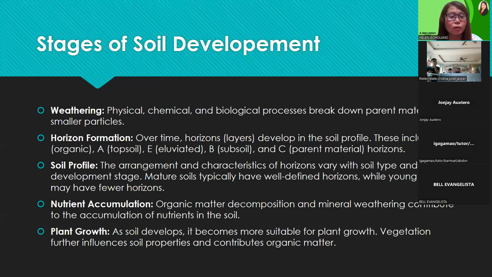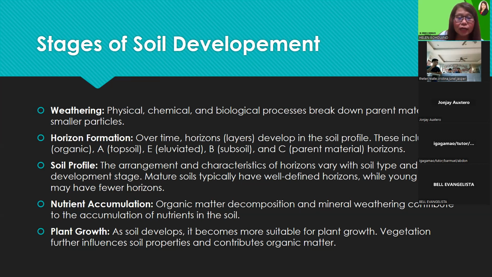Then the horizon formation. Over time, horizons or layers develop in the soil profile. This includes organic or topsoil, eluviated, illuviated, that's E, subsoil B or C, parent material horizons. So these are the different horizons.